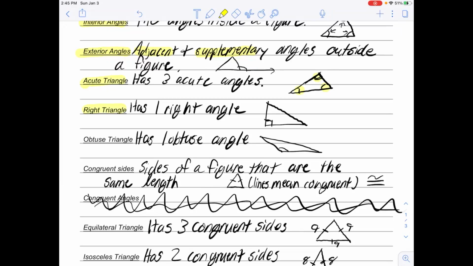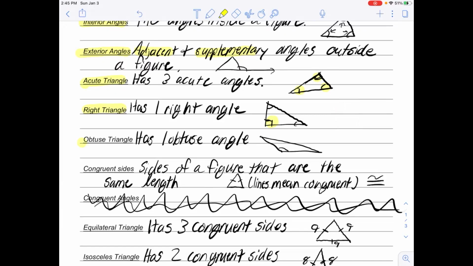Next, we have right triangle. A right triangle has one right angle. So here's my right angle. And you'll notice that the other two angles are acute. That's because we couldn't draw a triangle with three right angles. If I tried, I said, okay, here's the right angle, here's the right angle. Well, the only way for me to make another right angle, well, I'd have to form a square. That's not a triangle. So a triangle just needs one right angle in order to become a right triangle.